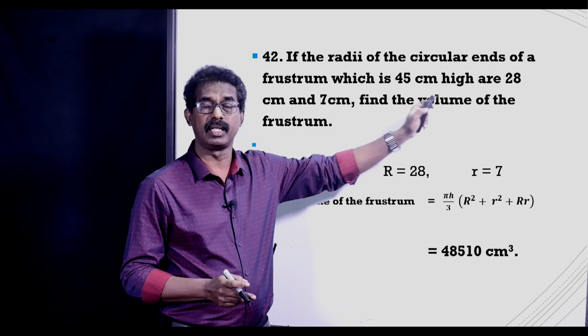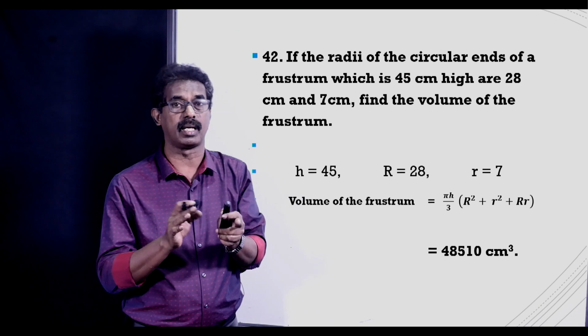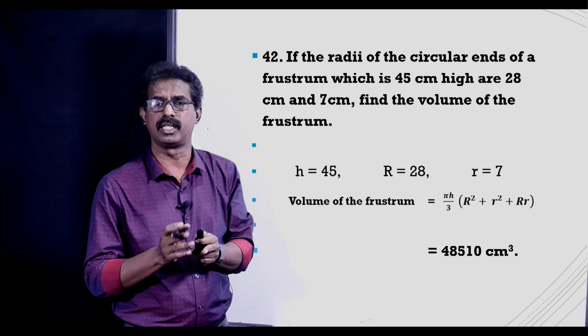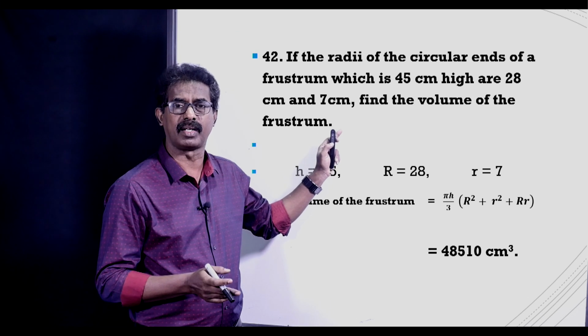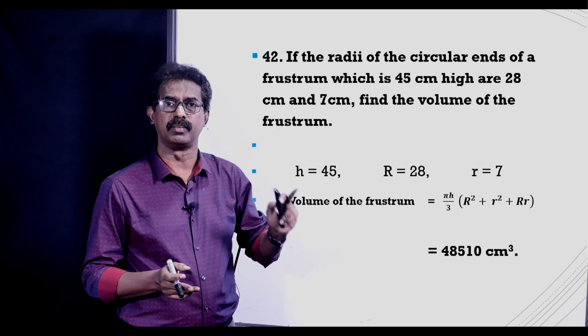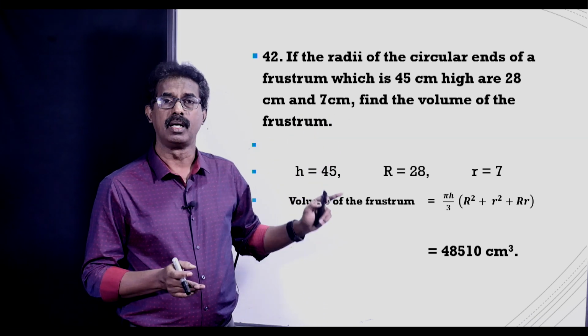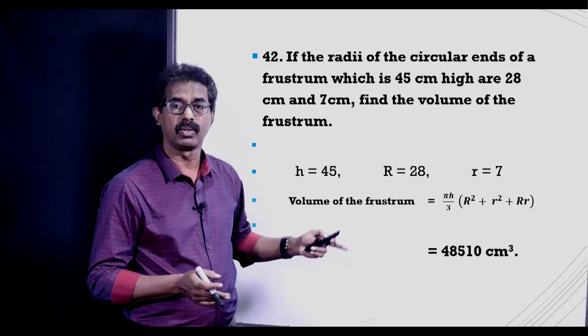This is the direct question: radii of circular ends of a frustum. Radius given 45 and 28. Read it very carefully, someday they may give the diameter. Here radius, capital R and the smaller one. And the height they have given is 7. They asked to find the volume of the frustum. In the objective questions we discussed the formula, pi h by 3 (R square plus Rr plus r square). You will get the answer.